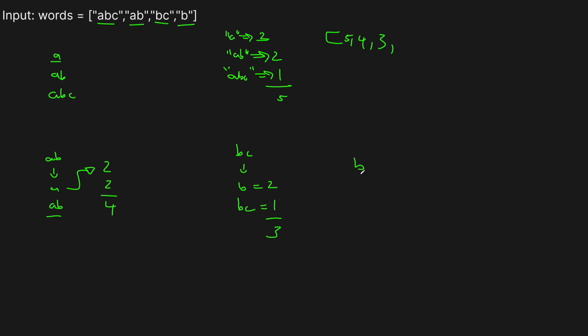Then we get to B. So obviously B only has one prefix, and that is B itself. How many words start with B? That we already determined is 2. So our final solution here is going to be 2. So this is our final solution. It's going to be 4, 5, 3, 2.